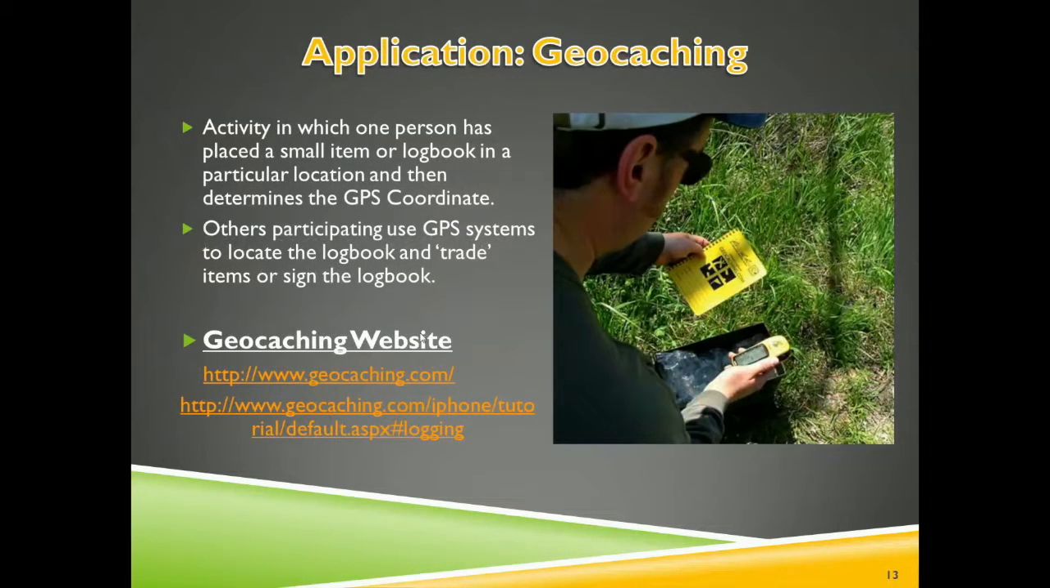Another application is geocaching. Geocaching is a fun hobby where items or small rewards are hidden at a particular GPS coordinate. People who like to geocache have their own GPS units and go out for a hike where they look for the hidden items.